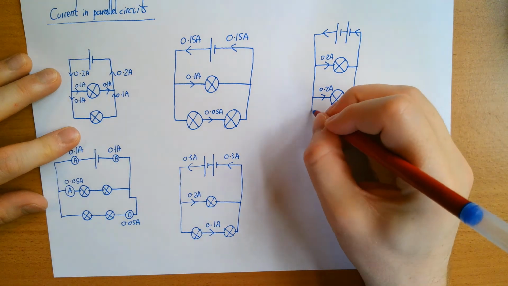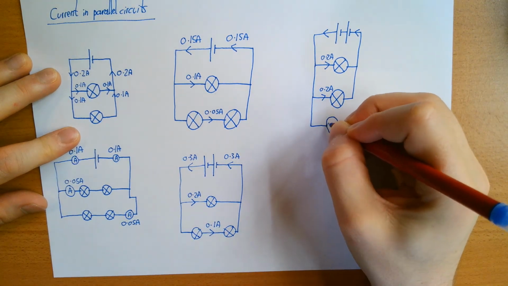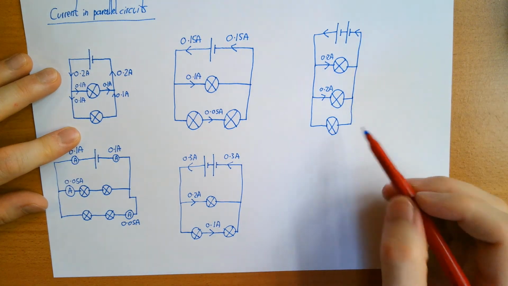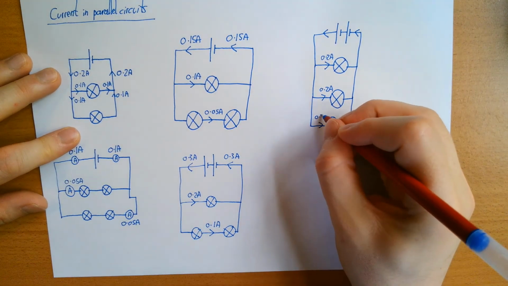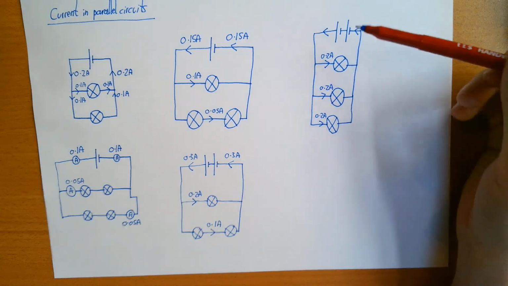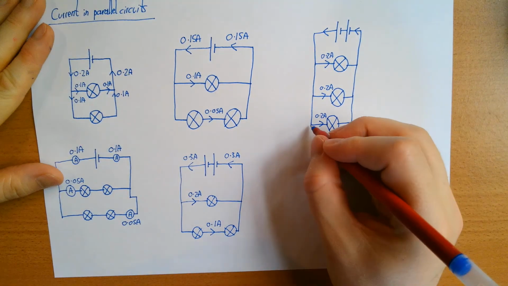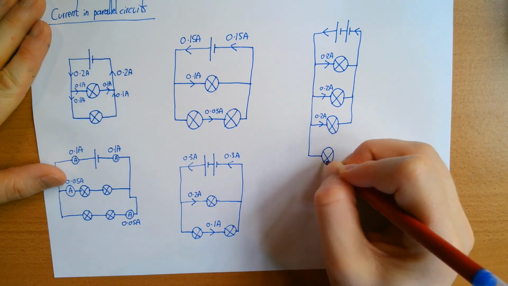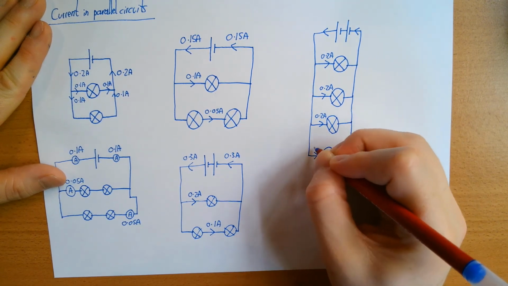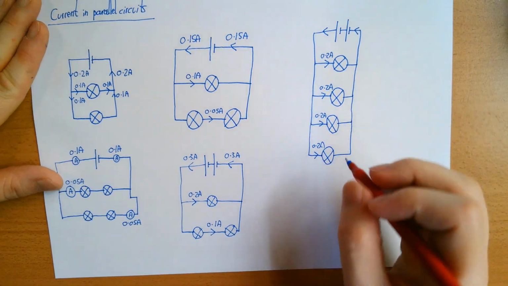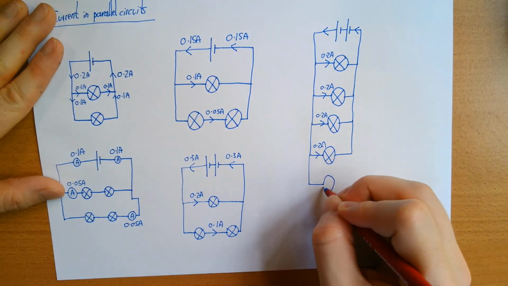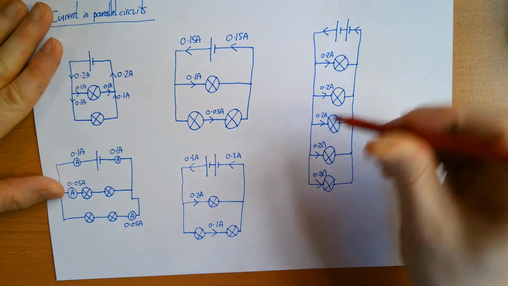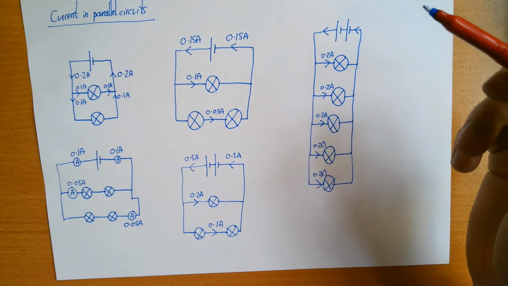If I add another one, see, these two don't change. This one takes another 0.2 amps, which means this is now 0.6 amps. There's another 0.2, which means 0.8 amps. And if we do another one, we're up to 1 amp coming out of here.